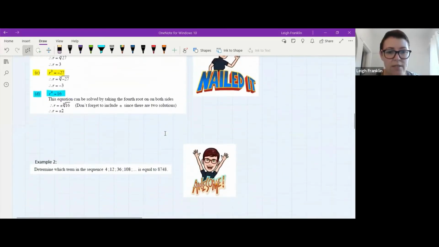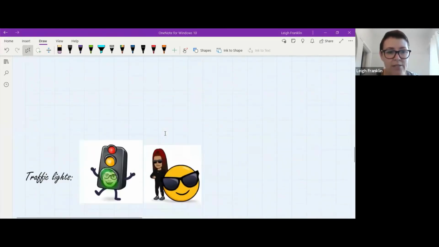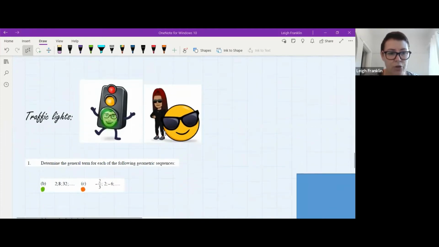All right. Okay, so now what we want to do is we want to go down to our traffic lights and let's go and see if we can do the first question. Okay, so if we have a look at question number 1, matrix, either do B or C. Don't do both. All right, and then we're going to give you, I think 3 minutes should be more than enough. You're just going to determine the general term for the sequence.